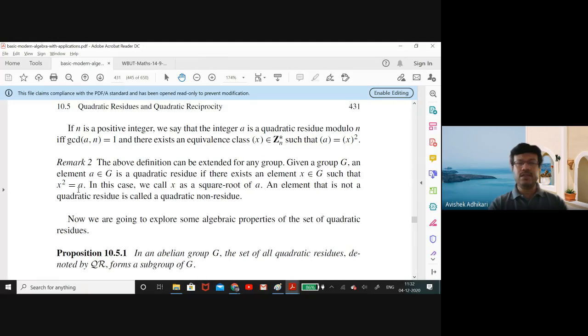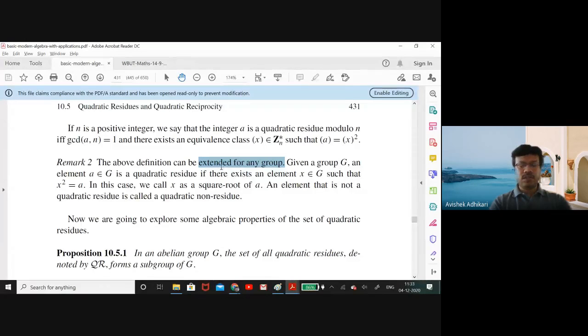If I have this, then we call x a square root of a, and an element that is not a quadratic residue is called a quadratic non-residue. Clear? In terms of group theory, it may not be required to have the definition of quadratic residue or non-residue. One thing you should note is that the definition is true for any group. In case of any group, I can always define the quadratic residue or non-residue, but to get some more properties, I should have some extra property.